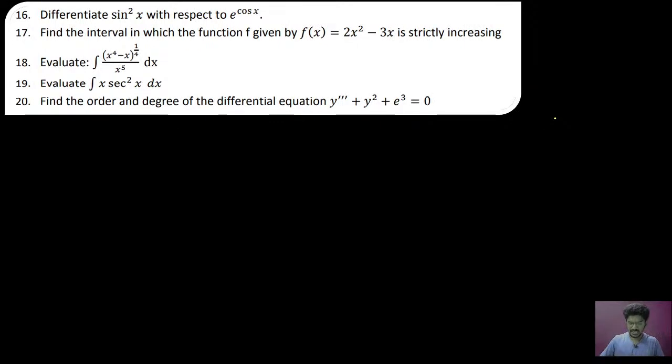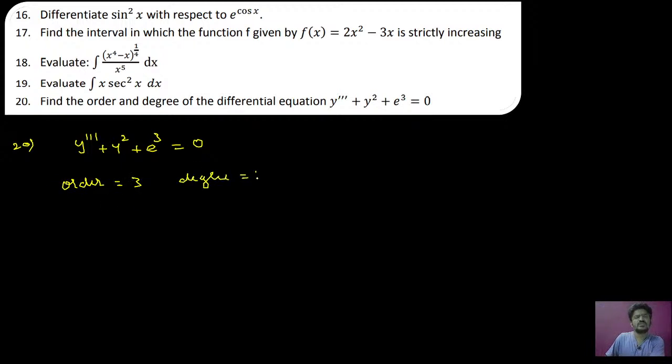Okay. So now 20th problem. What is the 20th problem? Find order and degree of y double dash plus y square plus e to the power of 3 equal to 0. So now order will be 3 and degree will be 1.